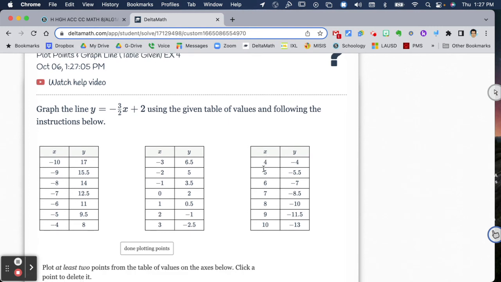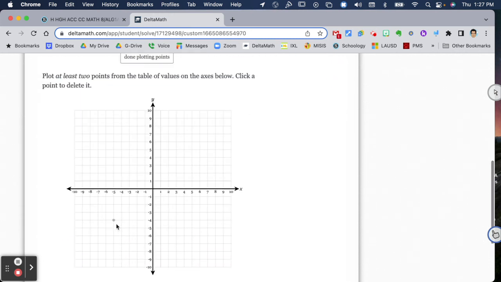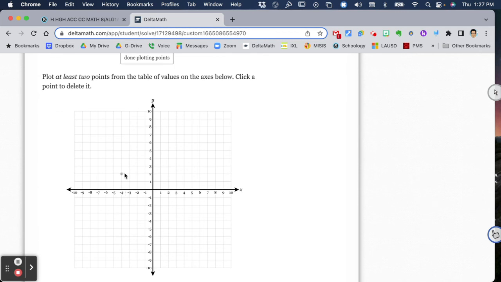What do you notice about this one? Fraction. And we got some ugly numbers. I don't know about you, but I'm not too keen on finding 15.5 as a y value. So what I suggest, look for the values that you can plot, like negative 4, 8. That's an easy one to plot. Negative 4, 8.